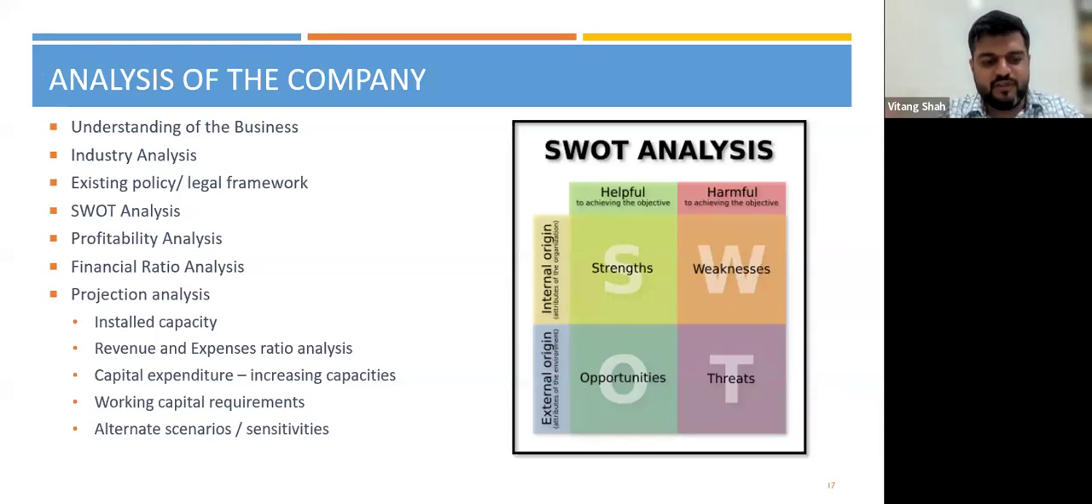And it's not necessary that once you have a new factory which has come up, it will operate at 50, 60, 100% immediately. It may take its own time to utilize that facility. You also need to check thoroughly the working capital requirement for the company, and alternate scenario analysis or sensitivity is required, so as to check how dependent the company is on a few of the critical scenarios or factors which affect the valuation. It's only thereafter that you start the valuation.